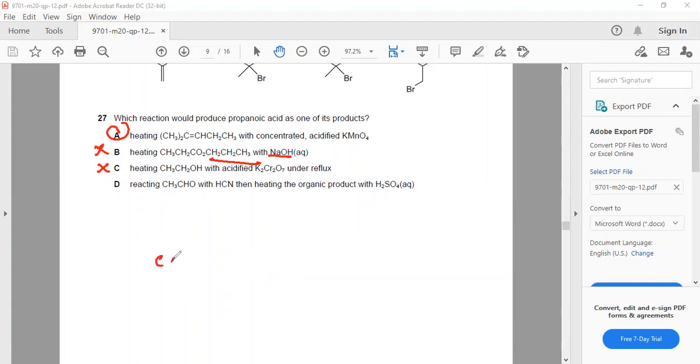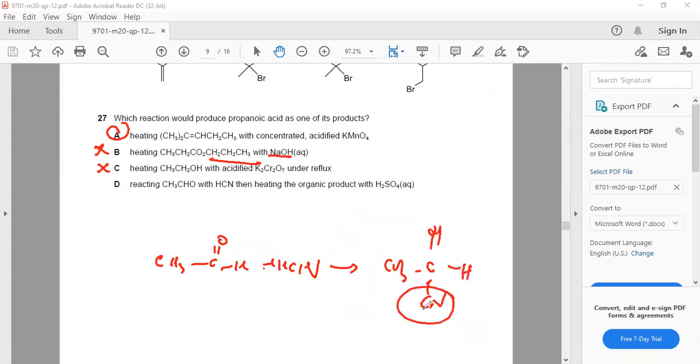Ethanal reacts with HCN. First it forms OH and CN. And when you hydrolyze, CN will form a carboxylic acid, but OH will remain there, which is why it's also wrong. The question was only propanoic acid, which is why A is the answer.